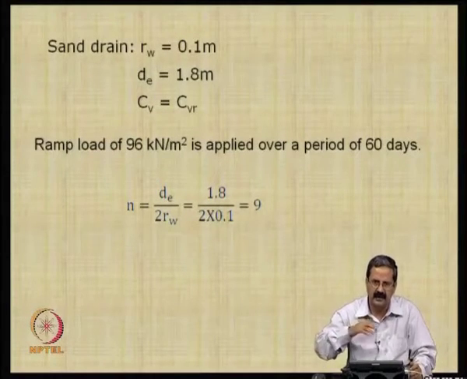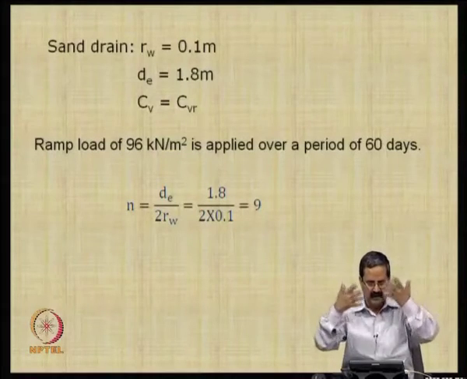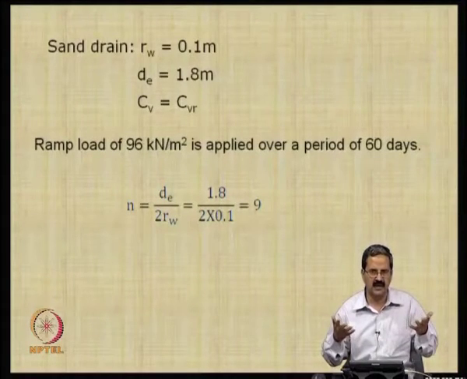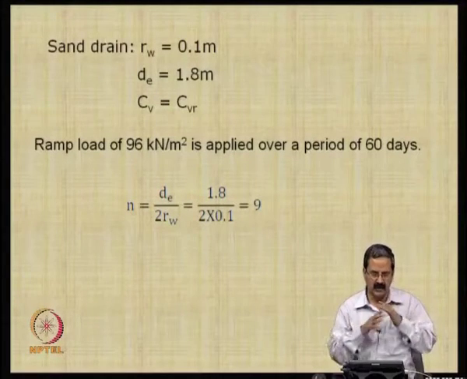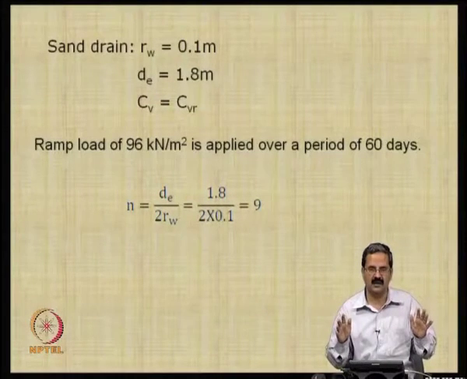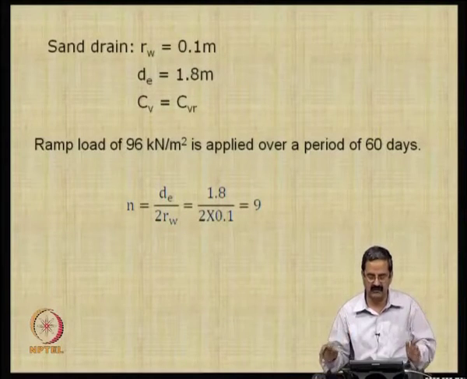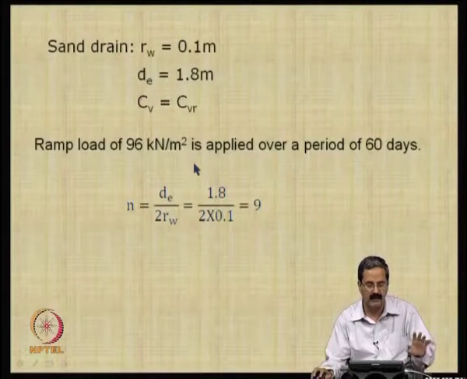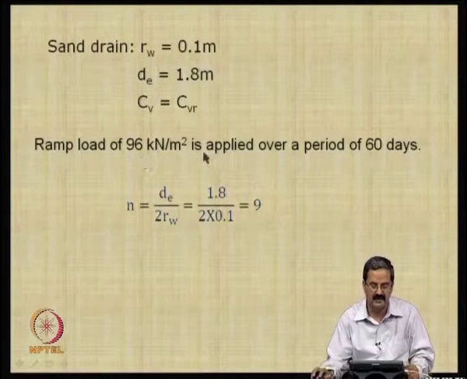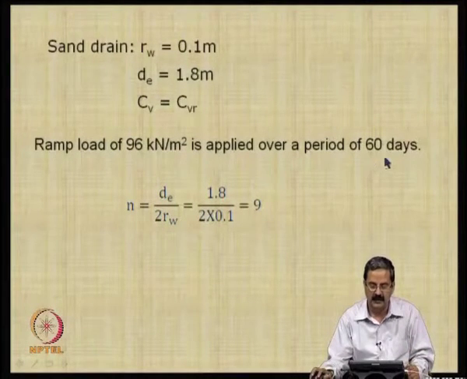If you suddenly apply the load, there is a shear failure, and then you can't use the area. It is something very bad, it totally collapses, so it will not take any load. That is not a requirement here, that is in fact a dangerous situation. So what we do is apply a ramp load slowly, we call it a ramp load, of 96 kN per square meter over a period of 60 days.